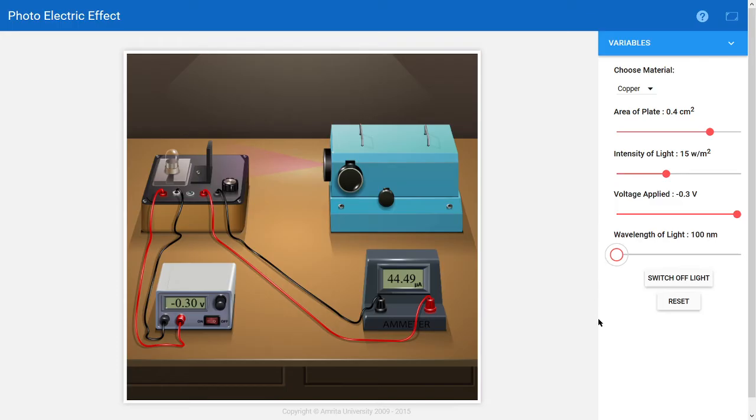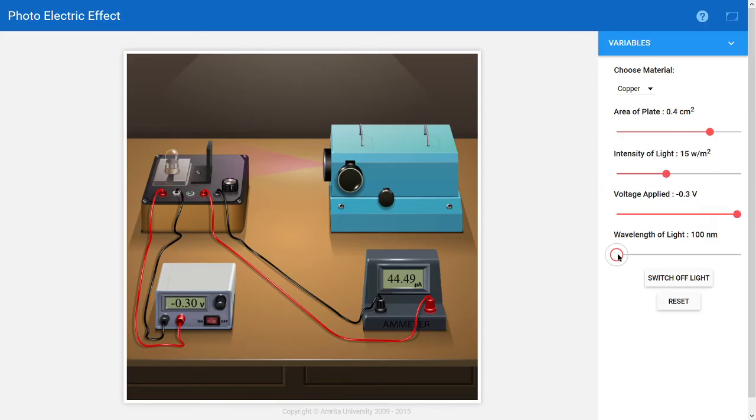The whole thing will be called set 1. I'm repeating it again. I'm keeping the copper constant, that means the material constant, the area constant, and the intensity of light constant. So this is my set 1 parameters. Under the set 1 parameters, we will only change the wavelength 5 times. For 5 different wavelengths, we will measure this applied voltage, that means reverse voltage from here, and the current. So let's start. This is my set 1.